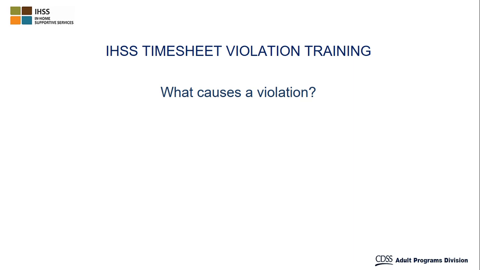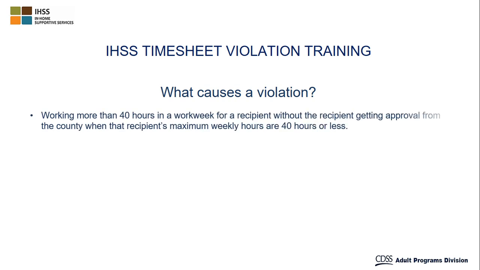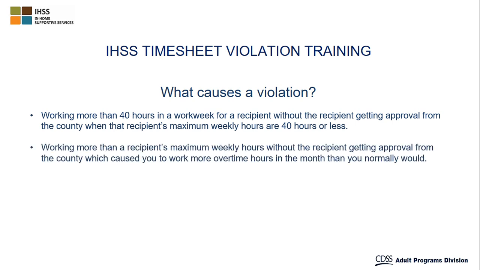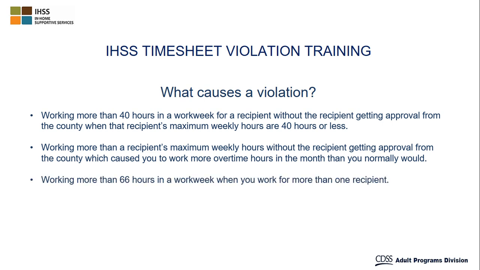What causes a violation? There are 4 ways that a violation can occur. The provider works more than 40 hours in a work week for a recipient whose maximum weekly hours are 40 or less without receiving county approval. The provider exceeds the recipient's maximum weekly hours, causing the provider to work more overtime than the provider normally works without receiving county approval. The provider works more than the maximum weekly limit of 66 hours when working for multiple recipients, or the provider claims more than 7 hours of travel time in a work week.